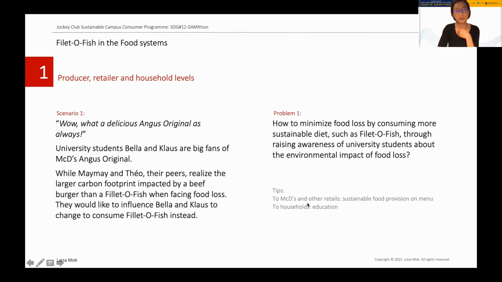So if you are targeting McDonald's, maybe they can be encouraged to provide more sustainable food, not only fillet of fish, but other more food choices on the menu for students to choose, or to households, or to students, or to any consumers. About education, so how do they get more education, more information about the carbon emission by different meat? Okay.